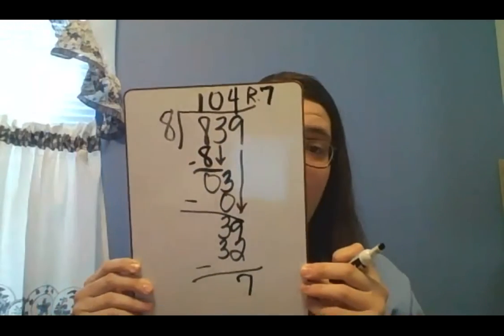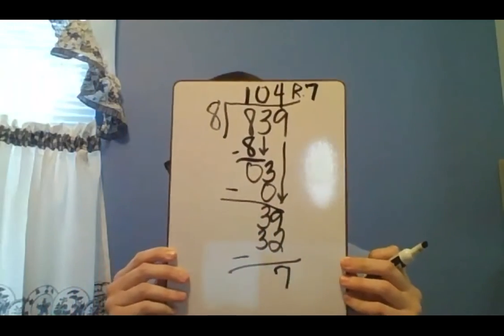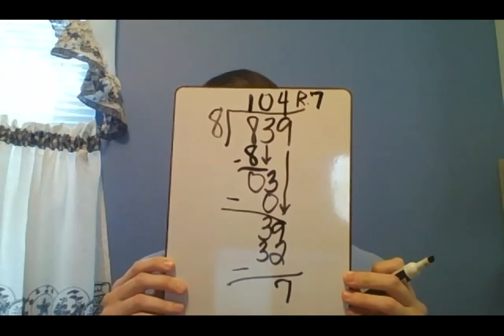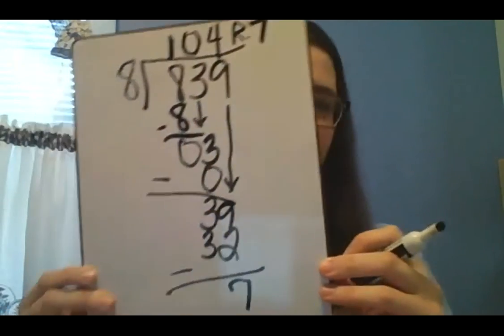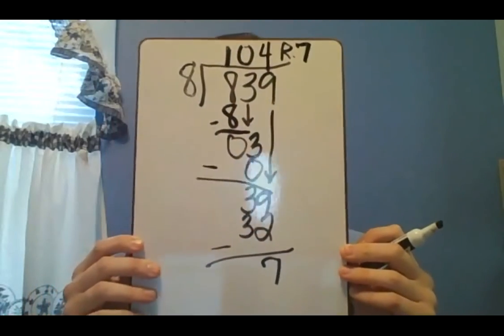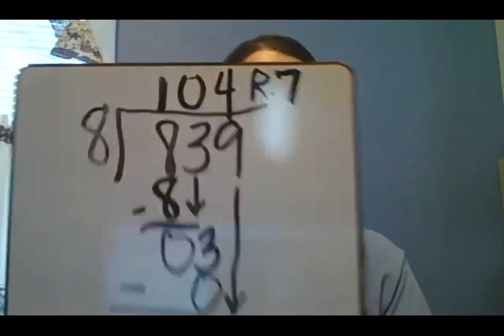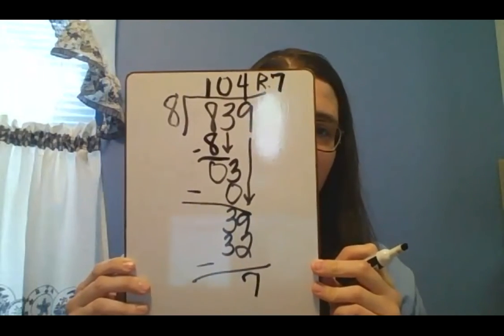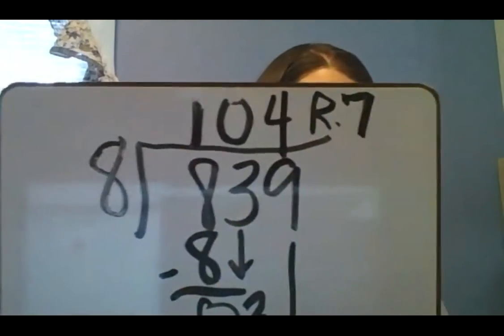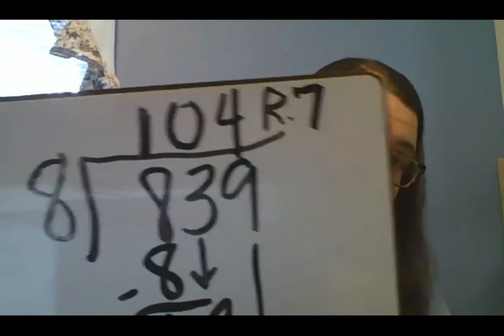This is how you do the traditional method of long division. The first method we did was kind of breaking it apart. I guess it could be the breaking apart version of division, where we found our easy facts. This is the traditional long division way of doing it. So 839 divided by 8, the answer to that would be 104 remainder 7.